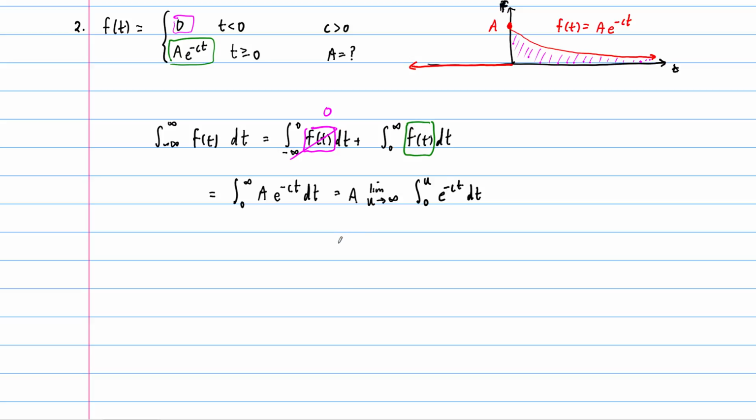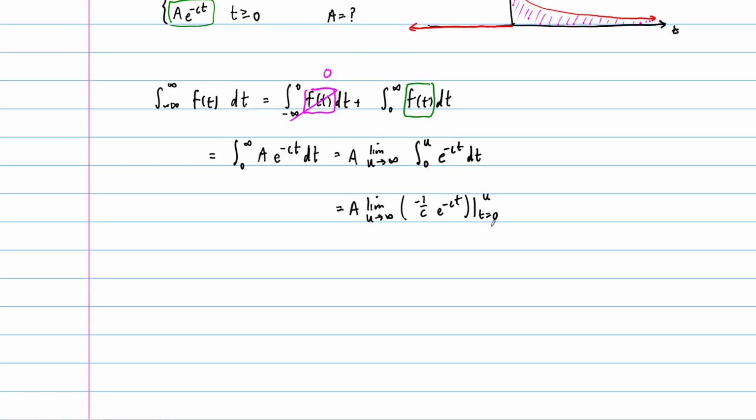Now we compute the antiderivative. So this becomes a times the limit as u approaches infinity. What do we have here, though? The antiderivative of e to the minus ct is minus 1 over c e to the minus ct, and then we're going to plug in t equal to 0 and u, of course, right? And we then obtain a times the limit as u approaches infinity of negative 1 over c e to the minus cu, we're going to have to think about that, plus 1 over c e to the 0.